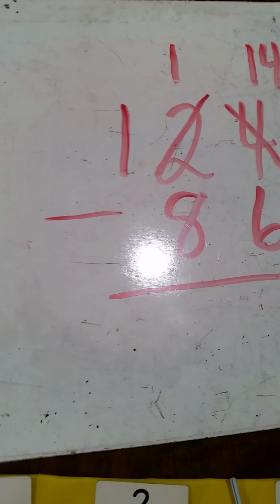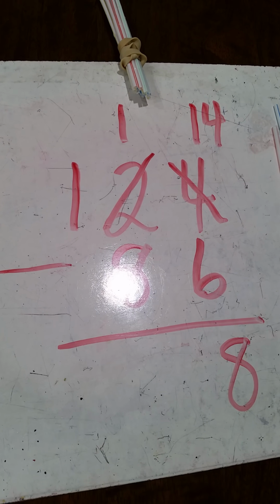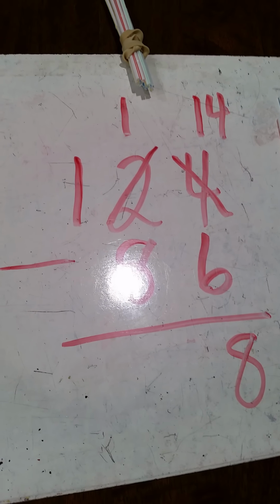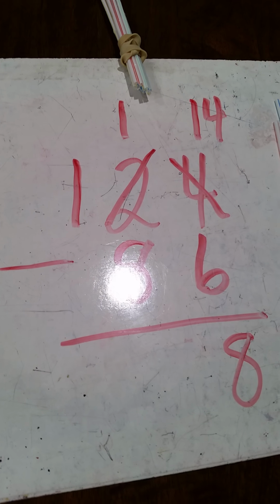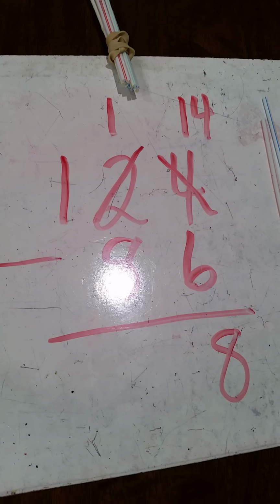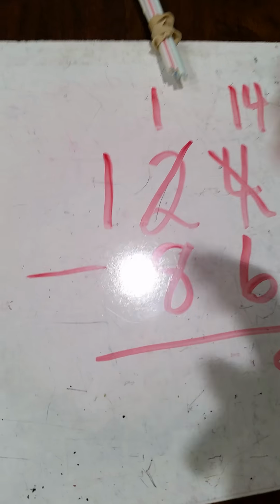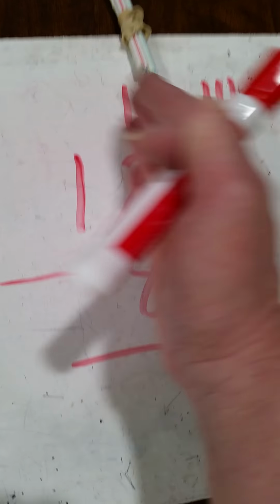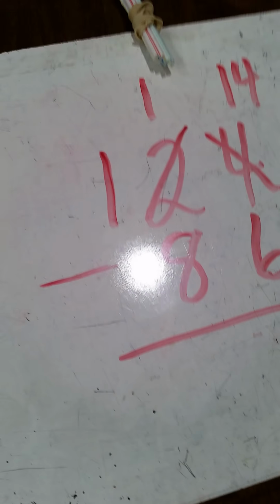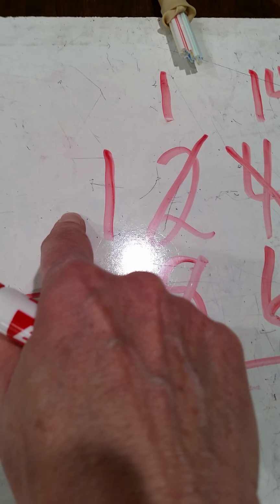Now, uh-oh. I only have 1 10, and I need to take away 8 of them. Holy cow. What am I going to do? Think about it a minute. I really think I could go to the hundreds place. We just keep moving to the next place when we need to borrow. So I have 100 straws or 10 tens.